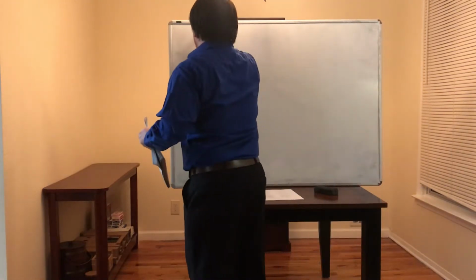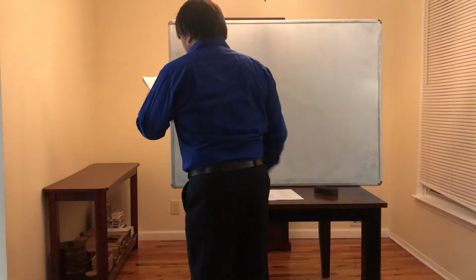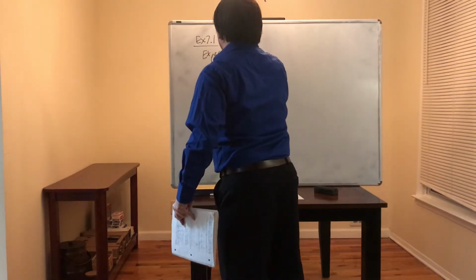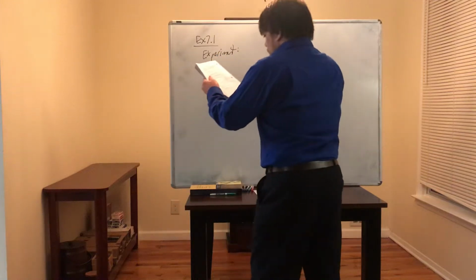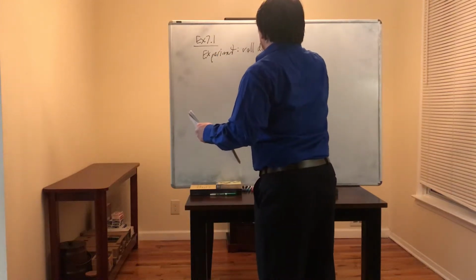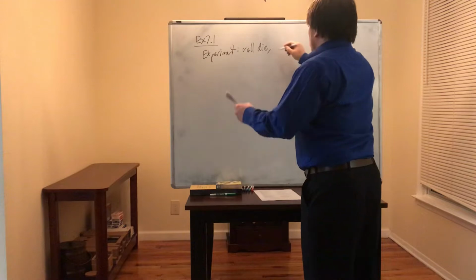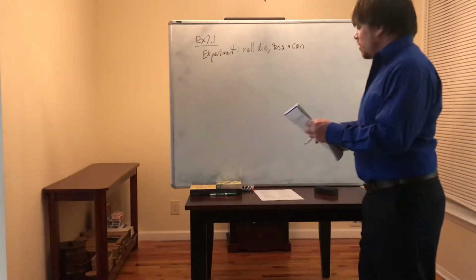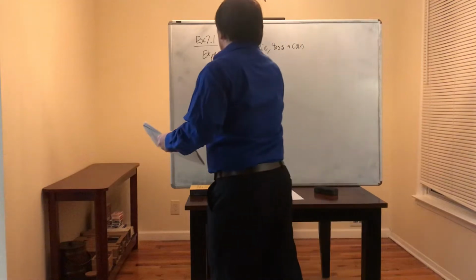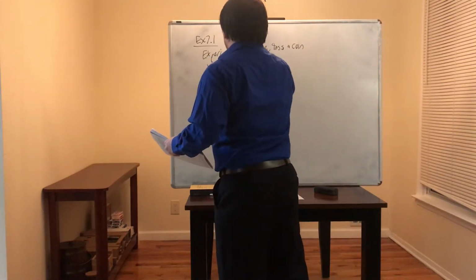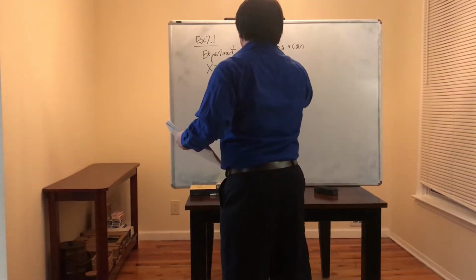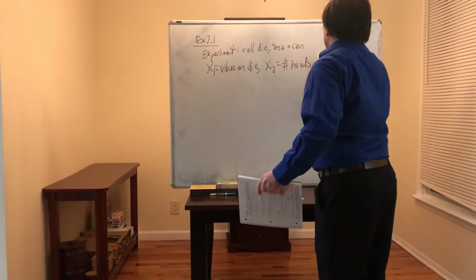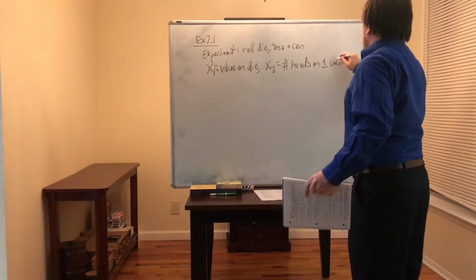Example 7.1. The experiment here is to roll one die and to toss a coin. So you do those two things. You roll a die and toss a coin, and X1 is the value on the die, and X2 is the number of heads on the one coin toss.